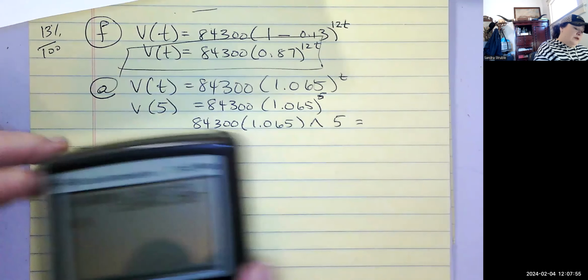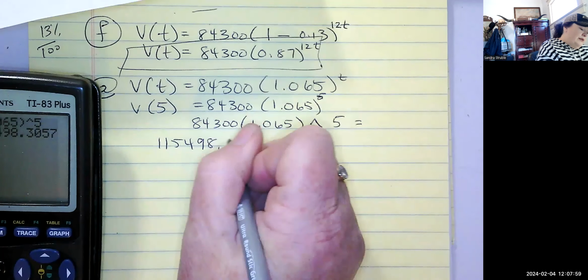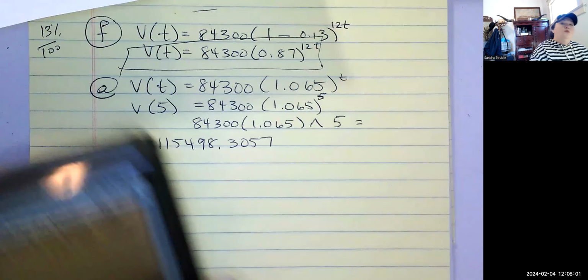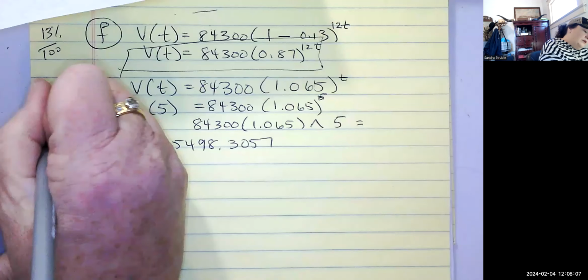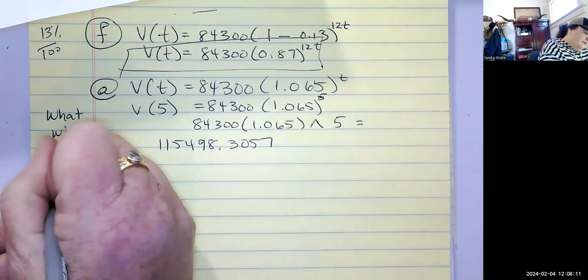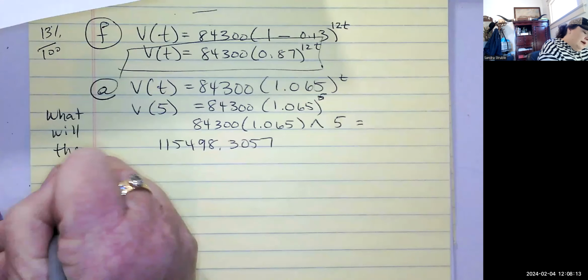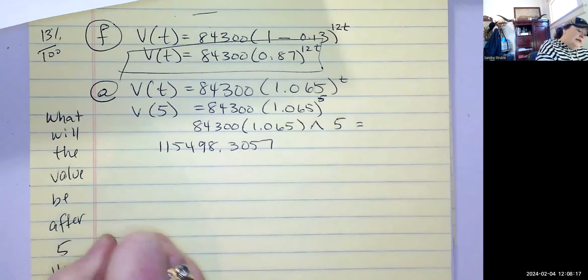$115,498.3057. Let's talk about this. If you were to answer this question, because I would ask you, what will the value be after 5 years? I'm going to write that down. What will the value be after 5 years? And I'm going to use this for every one of them.